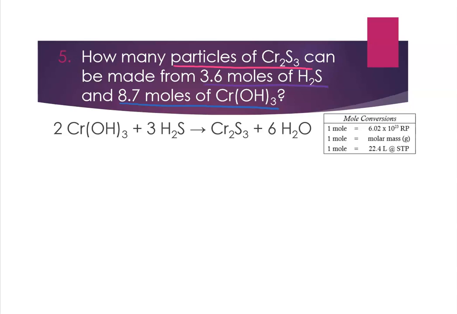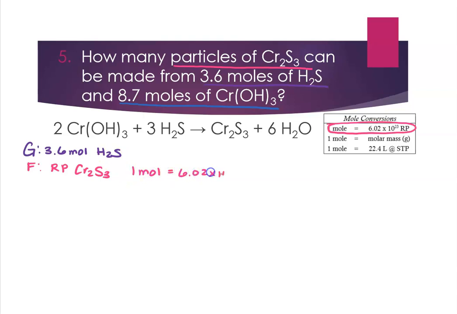Cr2S3, which is different from before because before it didn't give me a unit, so I just used grams, but here it's giving me particles, so I'm going to need to use the particle conversion, which is 1 mole is equal to 6.02 times 10 to the 23rd RPs. Start the same way. First given is 3.6 moles of H2S, and I need to find particles, which are RPs of Cr2S3. So since I'm already in moles, I'm not going to need a conversion factor for this, but I do need a conversion factor for RPs. It's going to be 6.02 times 10 to the 23rd RPs.